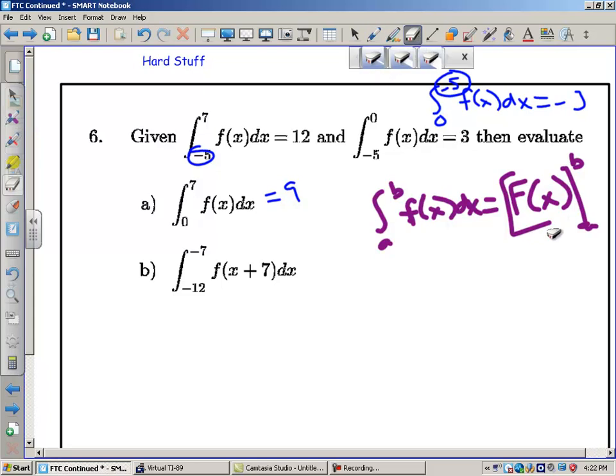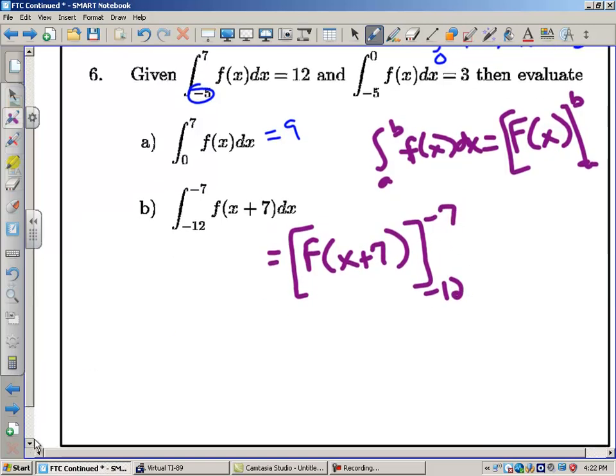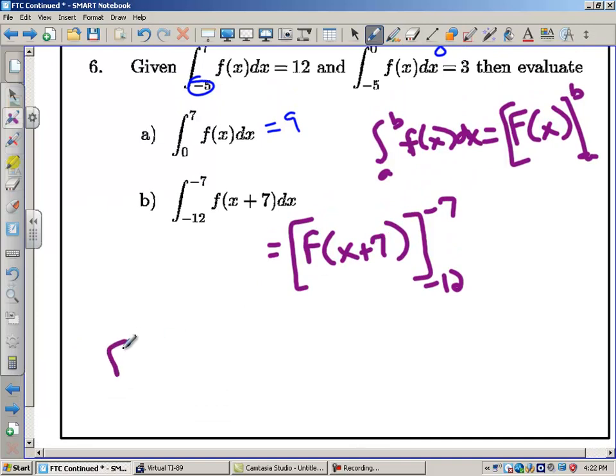Back to the eraser. Skinny little eraser. Okay, I like that better. So what we're going to do is say that I don't know what the antiderivative is. Well, yes, I do. It's capital F of x plus 7. And we want to evaluate this between -12 and -7, which means we plug the top number in first. -7 plus 7 is 0. That goes in for x. And then minus, then we plug in -12. If you plug in -12, you get -5.